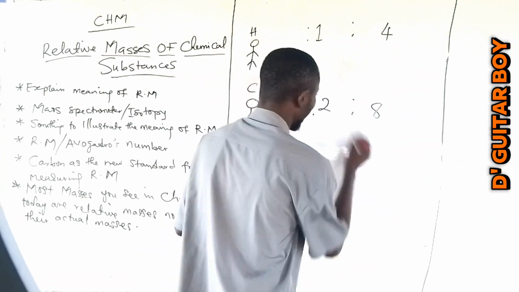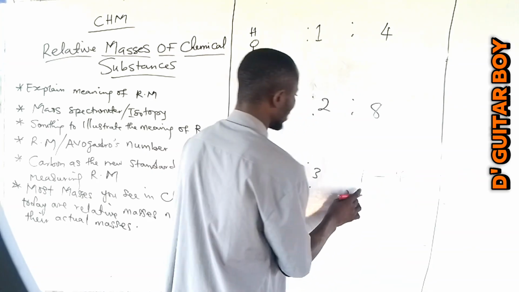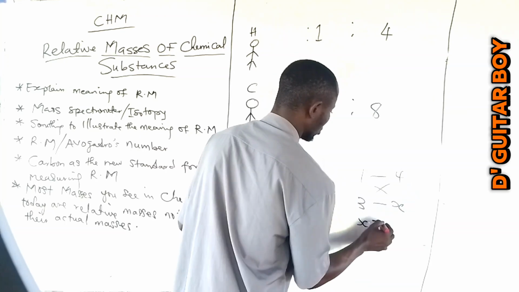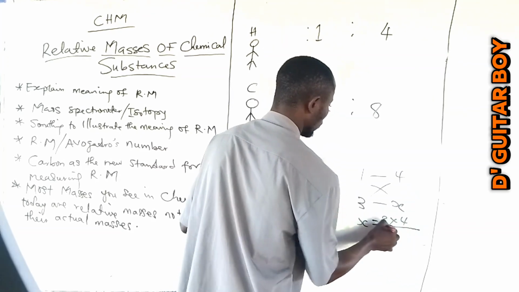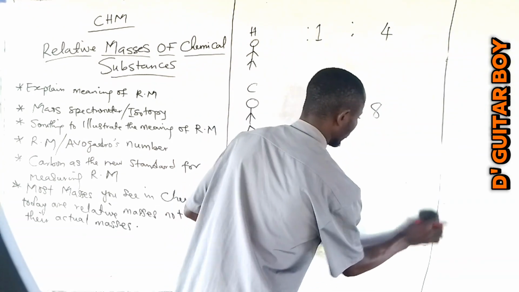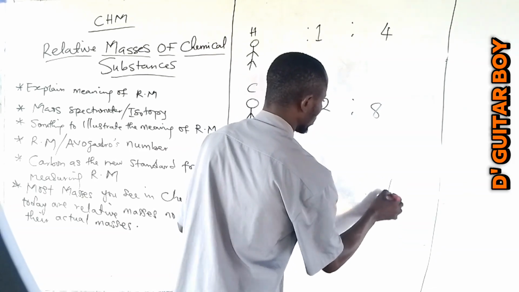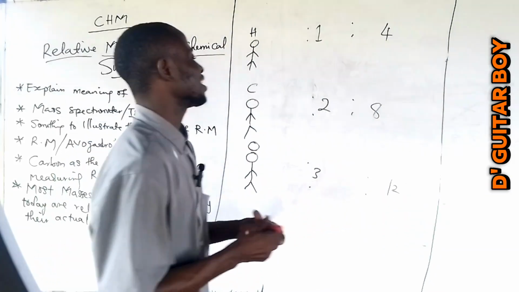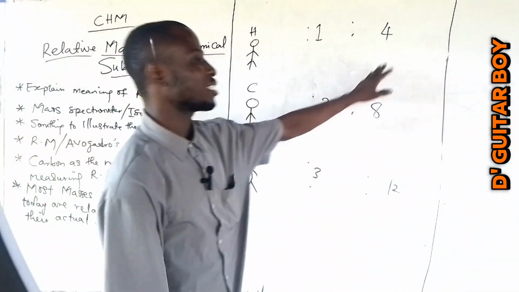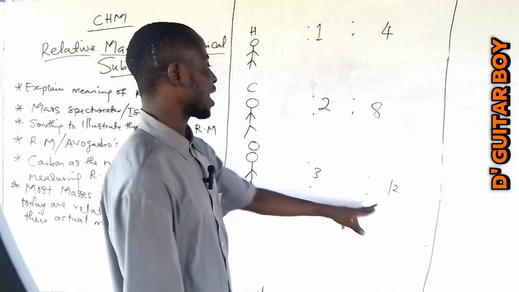So you will say, if this man that had 1 was now giving 4, therefore this man that has 3 will be giving S. So when you cross, S will be equal to 3 times 4 all over 1, which is equal to 12. So this one is now equal to what? 12. So the manager can now tell this visitor, or maybe this inspector, that this one has the value of 4, this one has the value of 8, this one has the value of 12.